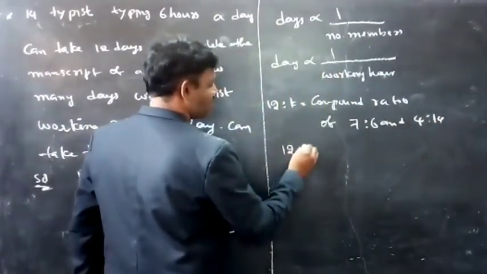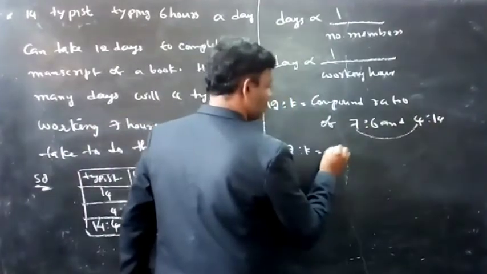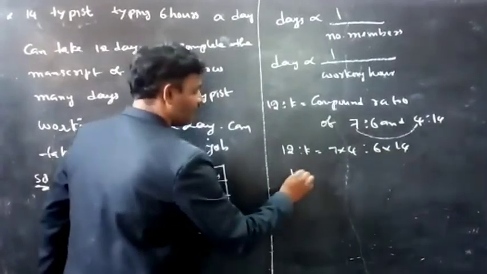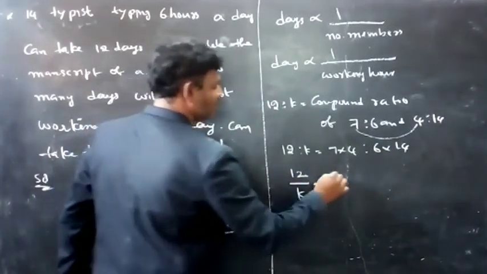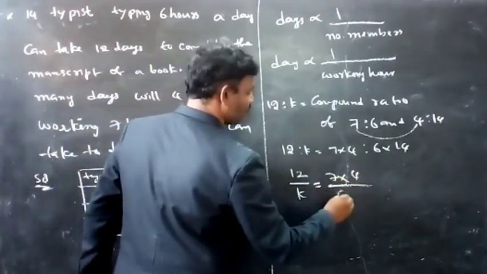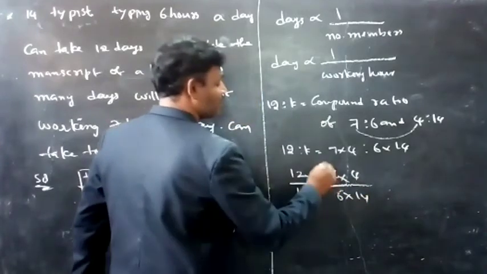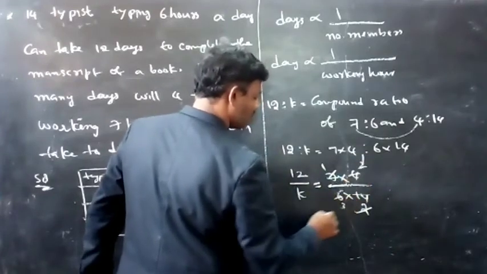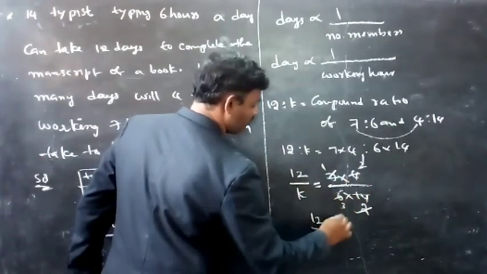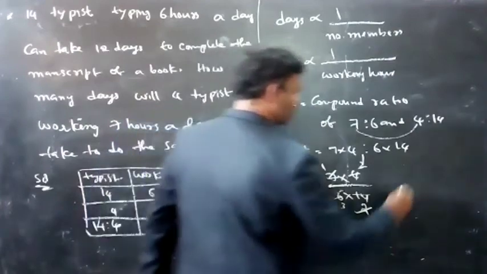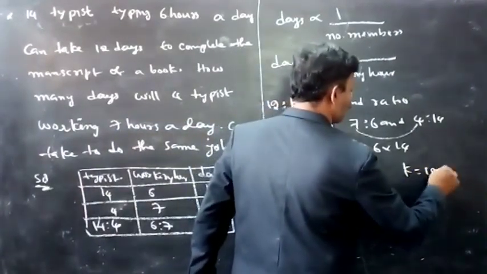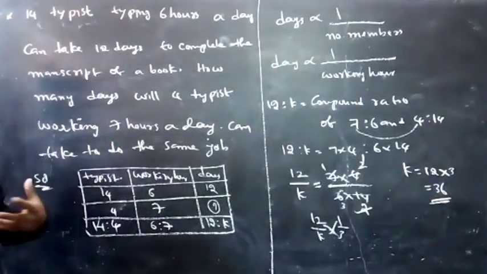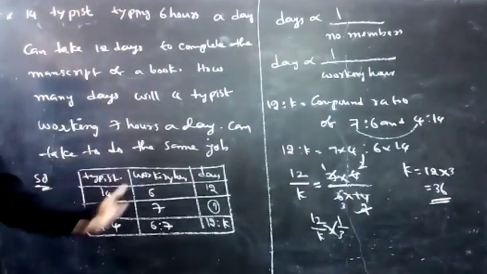Then 12:k is equal to 7 into 4 is to 6 into 14. Then 12/k is equal to 7 into 4 by 6 into 14. Cancelling, 12/k is equal to 1/3. After the cross multiplication, k is equal to 12 into 3, which is 36. So we need 36 days to complete the work.